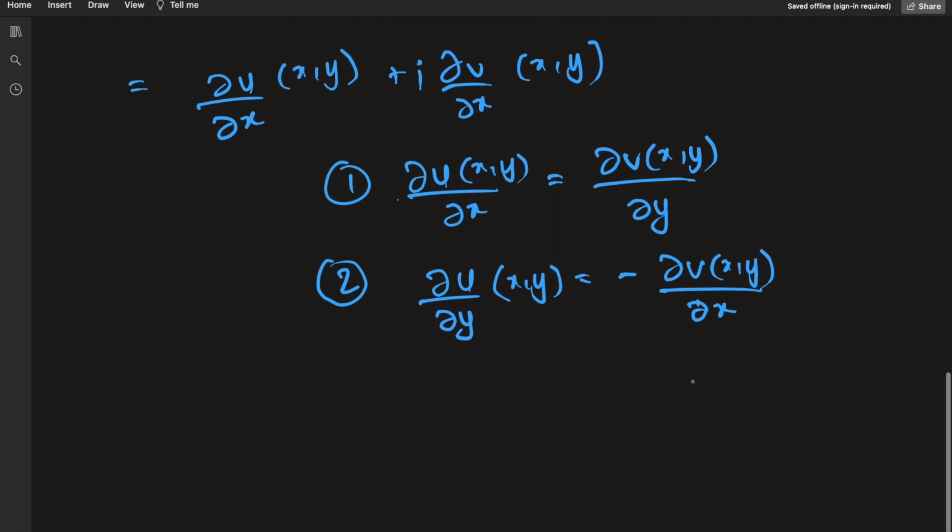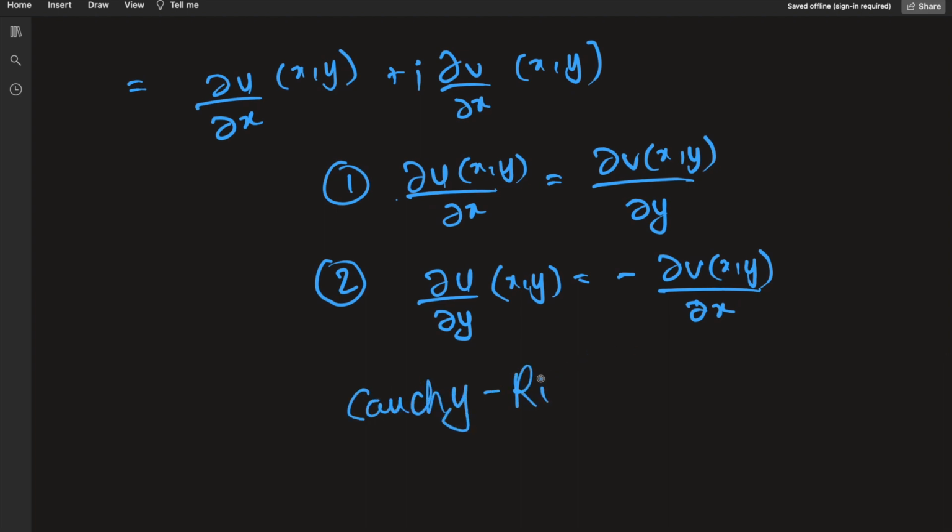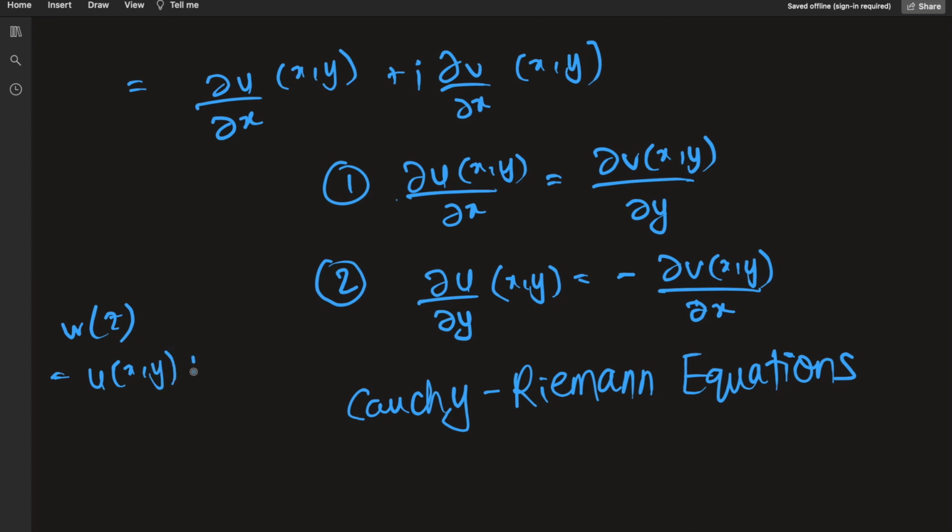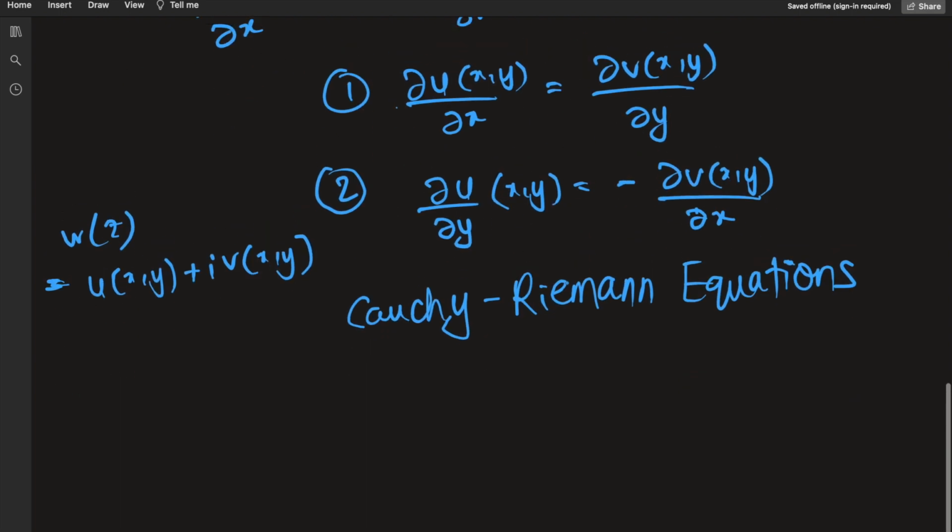And these conditions, or these rather equations, if you want to put it that way, are called the Cauchy-Riemann equations, or you can say conditions if you want. And if this is true about a function w of z, which can be expressed as u of x y plus i times v of x y, if a complex function can be expressed like this, and if that function satisfies these criteria, then it is uniquely differentiable.